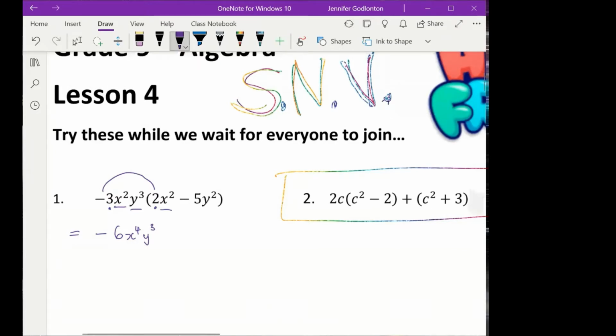Okay, then I'm going to have a look at my second term. Second term, I've got a negative times a negative, which is going to give me a positive. 3 times 5, which gives me 15. I've got 2 x's and I've got 3 y's here and 2 y's here, which means I've got 5 y's altogether. And so that is my final answer for question 1.